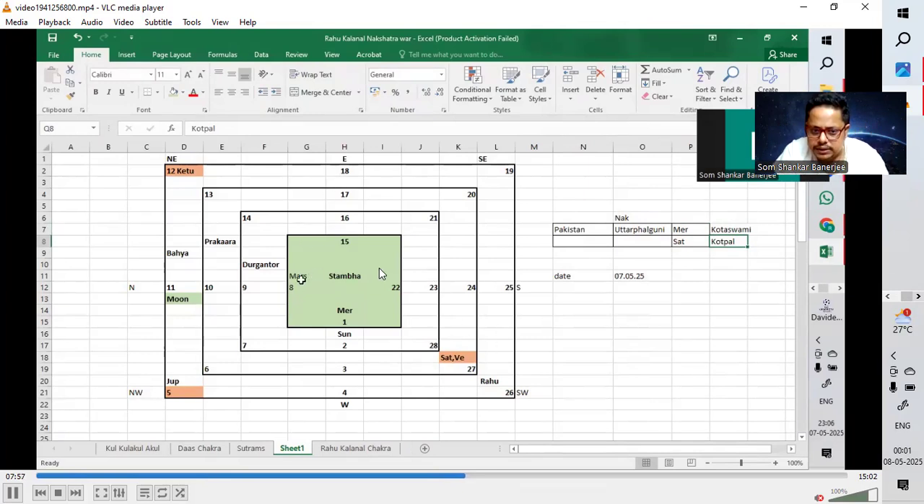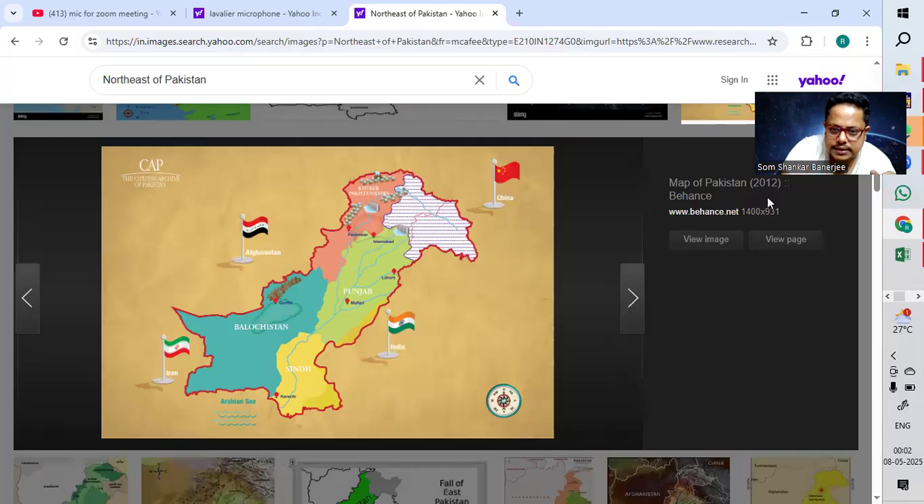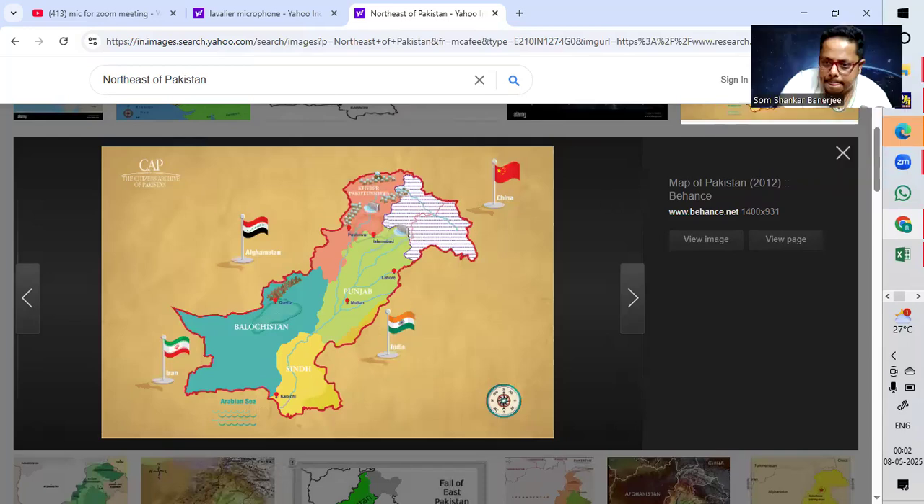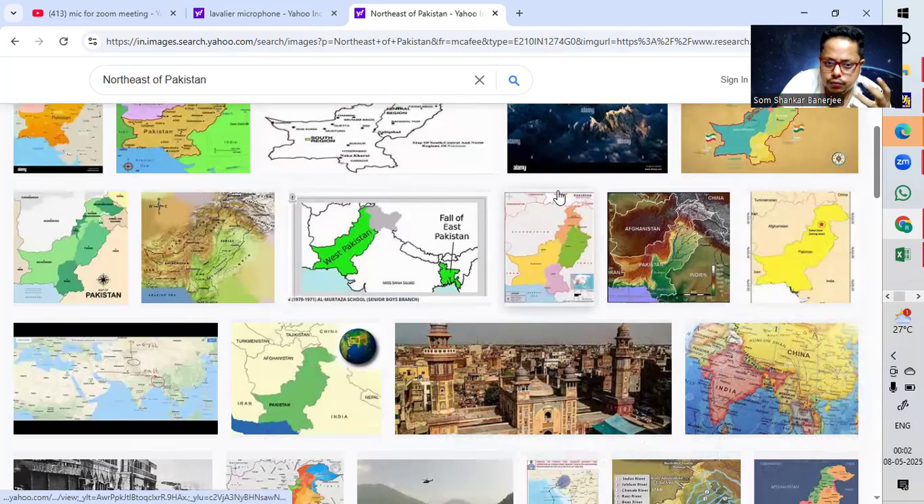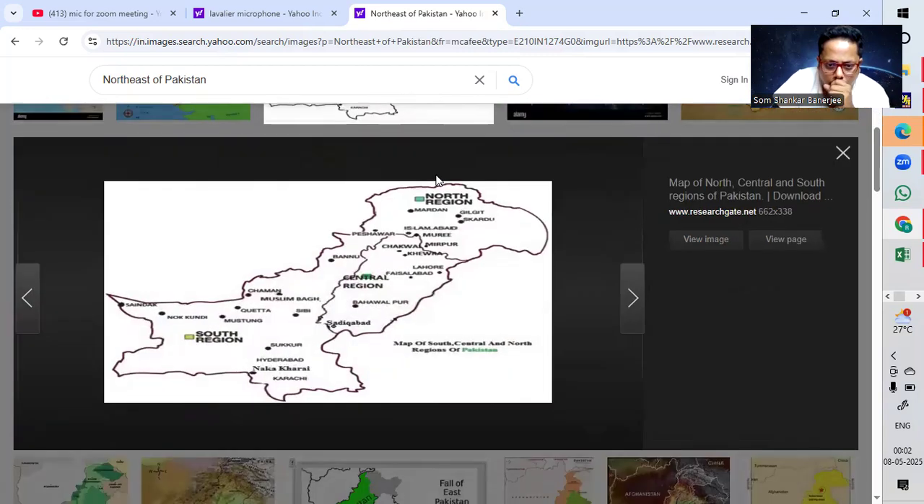Inside the particular Stambha, there are Mercury and Moon. And when the Moon enters and touches Ketu, from that direction the Durga Bhanga will happen. So what is northeast of Pakistan? See, northeast of Pakistan is this. Just a moment. See how true Jyotish is, how the Jyotish used to find out the areas.